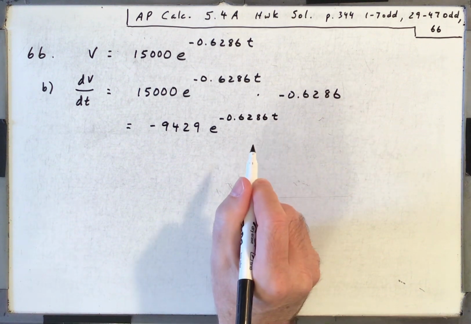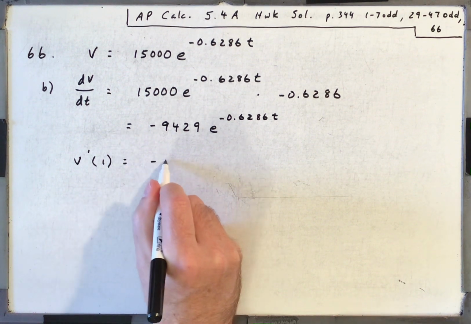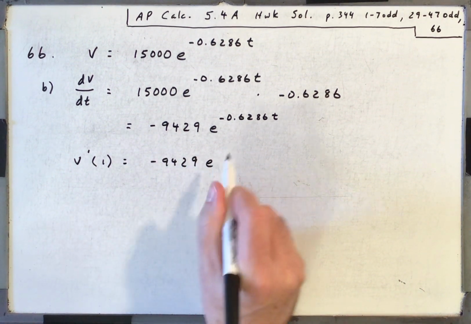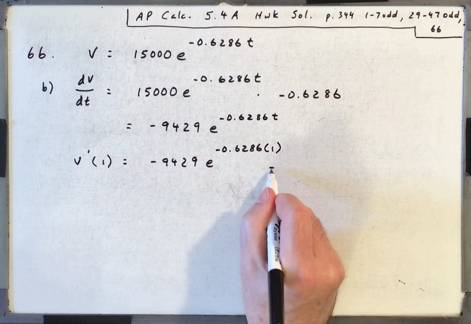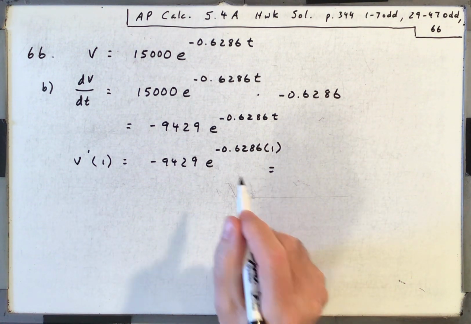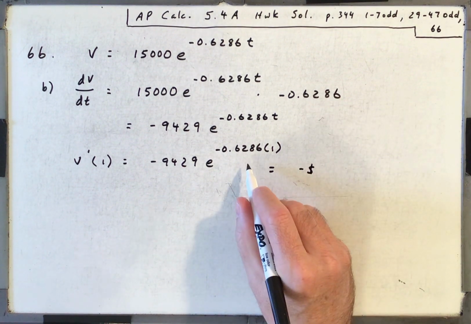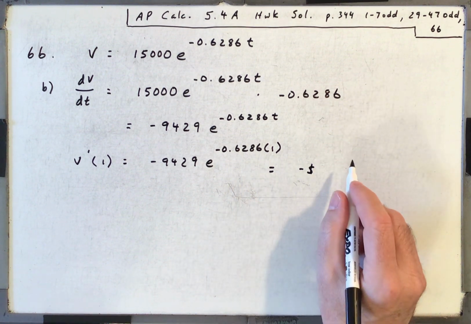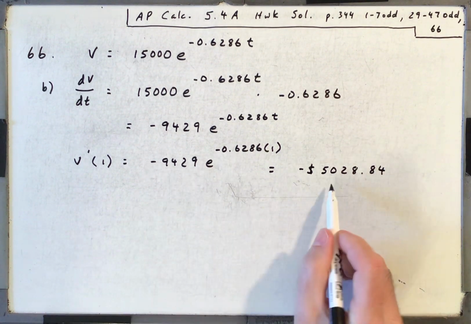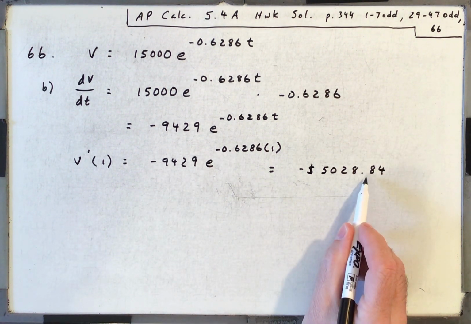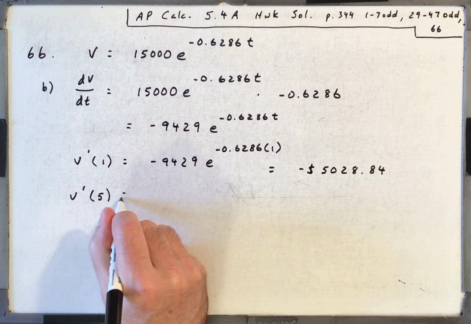So let's find V prime of 1. That's negative 9429 times e to the minus 0.6286 times 1. You can just plug that right into your calculator, and you'll get, and these are dollars. How much did it depreciate? It's going to be negative. So negative 5,028.84. So in the first year, it lost $5,028.84 worth of value. Then the next one, you just have to replace that 1 with a 5.